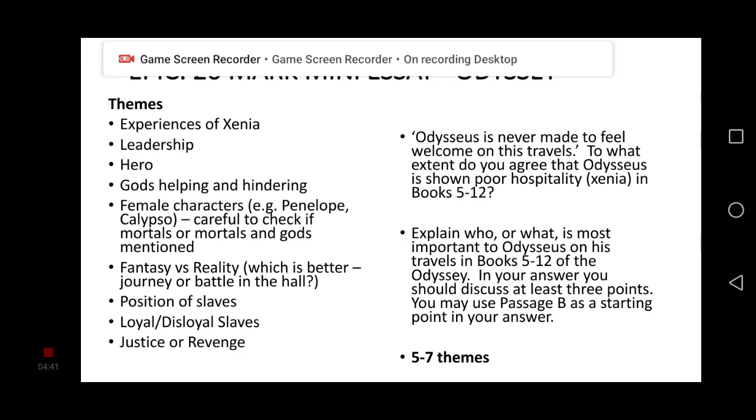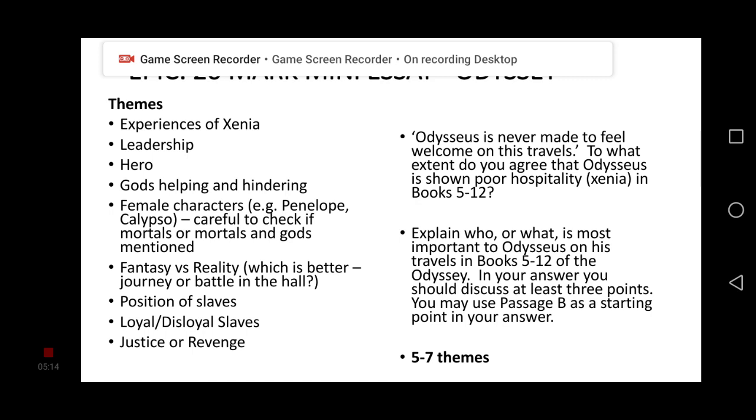So let's look at some examples. Themes could be experiences of Xenia, leadership, the gods helping and hindering, female characters such as Penelope and Calypso. If that's the case, check whether the mortals or gods are mentioned in the question. Fantasy or reality? Which is better? The journey, the fantasy journey, or the battle in the hall? The position of slaves, loyal slaves and disloyal slaves, or justice and revenge.